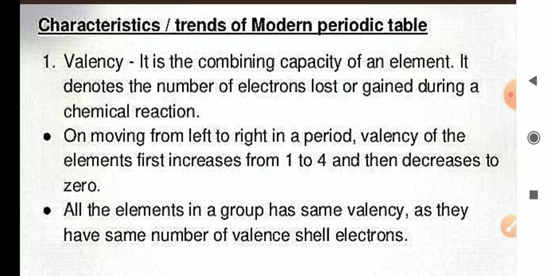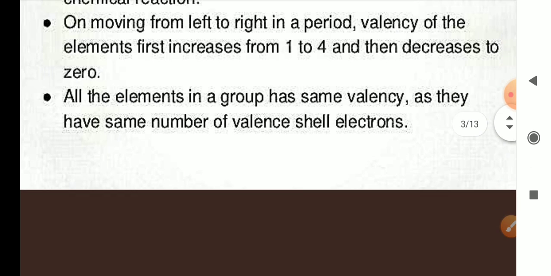Next, valency is the combining capacity of an element. It denotes the number of electrons lost or gained during a chemical reaction. On moving from left to right in a period, the valency of the elements first increases from 1 to 4 and then decreases to 0. All the elements in a group have the same valency as they have the same number of valence shell electrons.